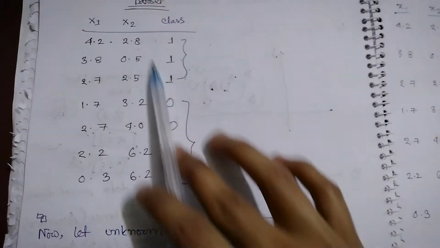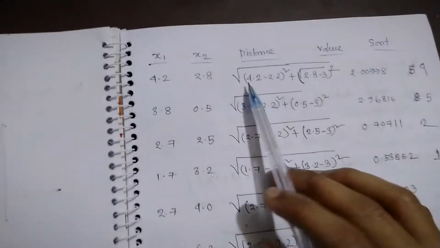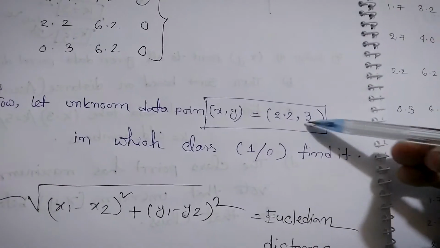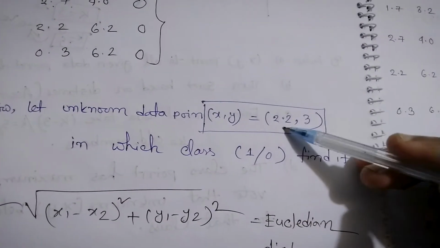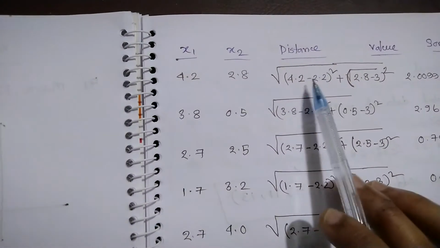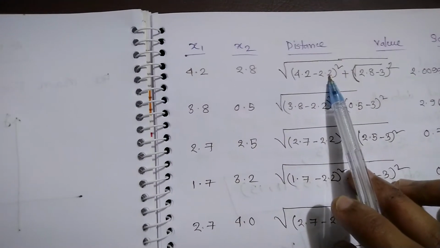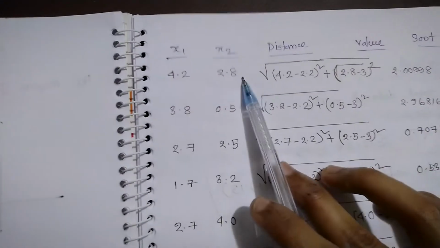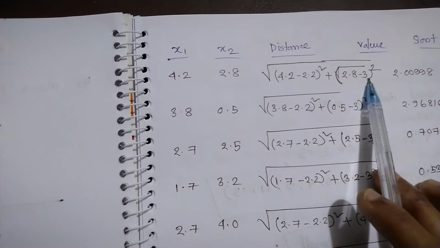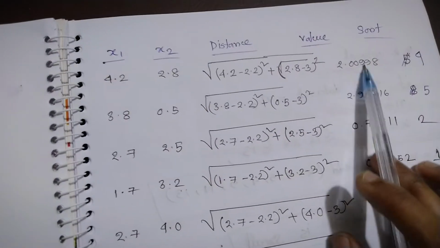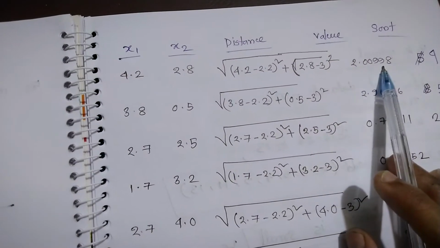You will apply all of those data set here, and you need to find the distance from your given point. Our given point is this point 2.2 and 3. So this 2.2 and 3 is our unknown data. So from 4.2 minus 2.2, which is our unknown data point x variable, whole square, plus 2.8 minus 3, our unknown data point y value, square. And if we solve it, the value is 2.009998.